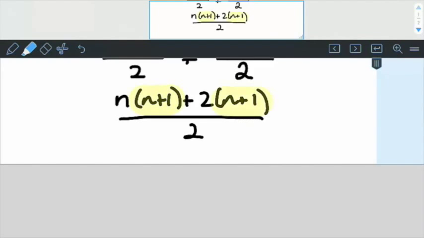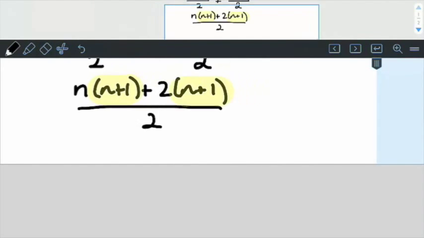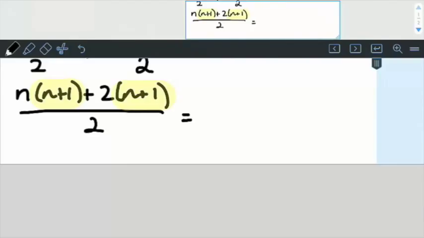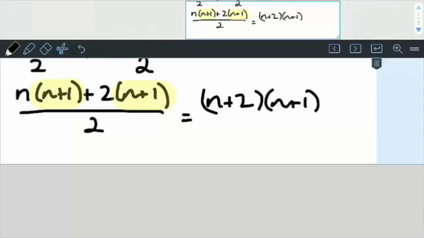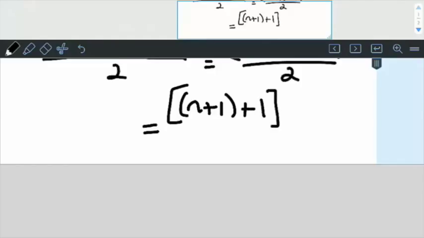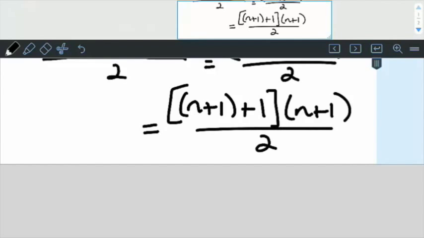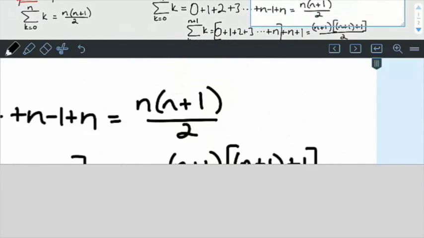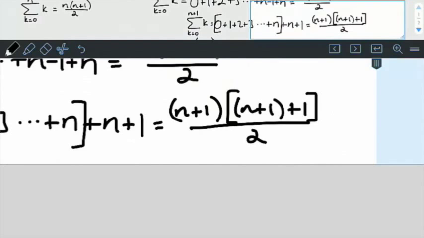If I notice that I have common factors here, I can factor by grouping, and this equals n plus 2 times n plus 1 over 2. And if I simplify this a little more to reflect our formula above, we see that this is simply n plus 1 times n plus 1 all over 2. You scroll to the top, it's exactly what you get. Factors are switched, so it's the same thing.